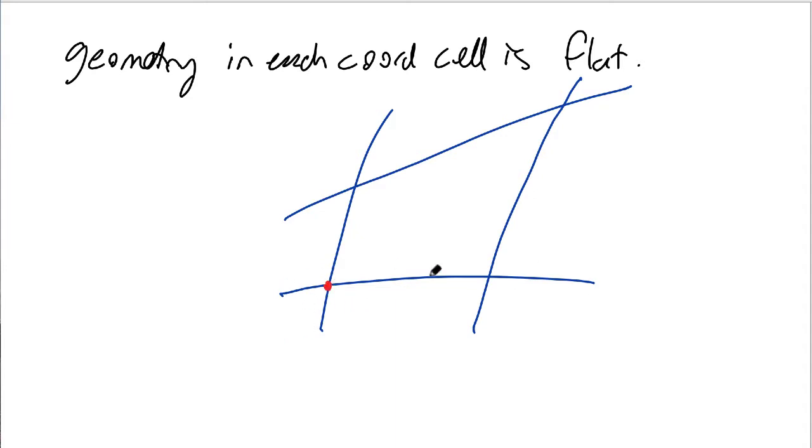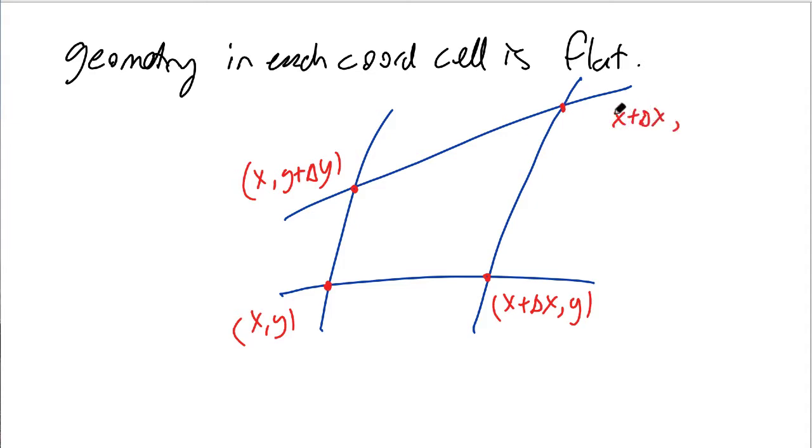Let's say we'll call the coordinates x and y. So this is a generic point x comma y. This is the point x plus delta x comma y. This is the point x comma y plus delta y. And finally, this is the point x plus delta x comma y plus delta y. Remember, we're going to be taking the limit as delta x and delta y shrink to 0. And in that limit, we can take these coordinate lines to be straight lines, and this cell then is a quadrilateral.